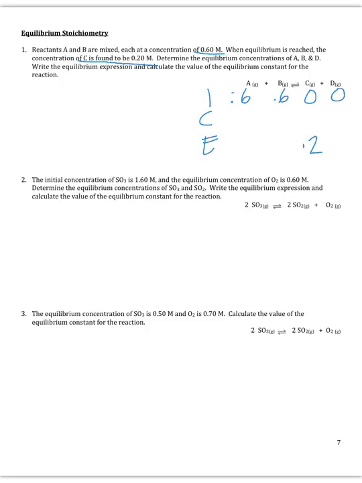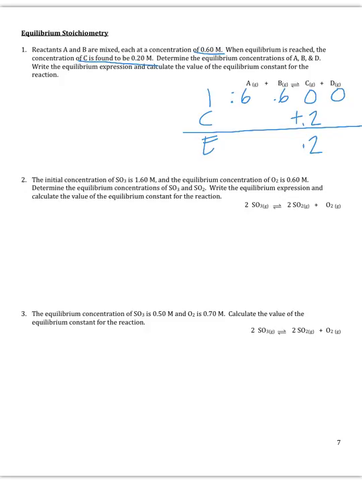Let's focus on C. How do I get from an initial concentration of 0 to an equilibrium concentration of 0.2? Well, that change, of course, is the addition of 0.2 molar. Think about this ICE chart as if it's a little equation. 0 plus 0.2 gives me 0.2.